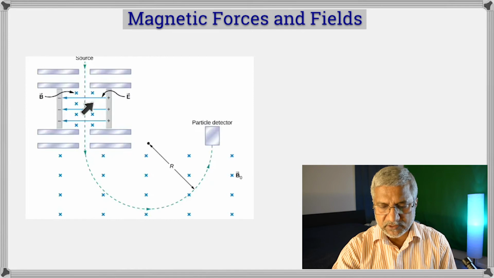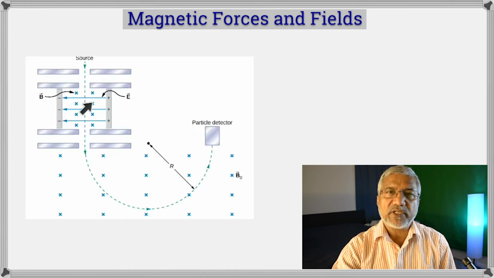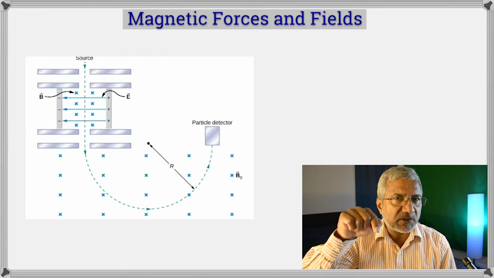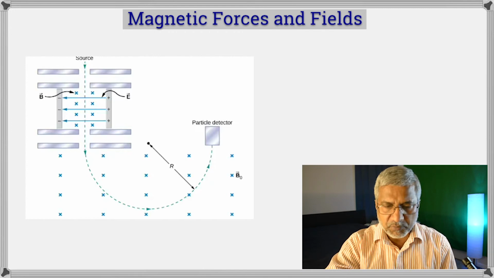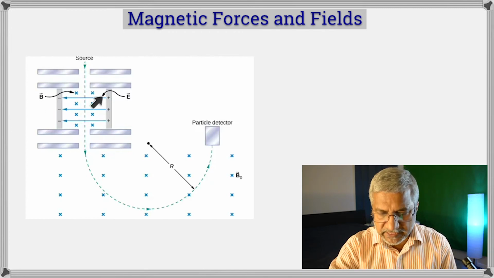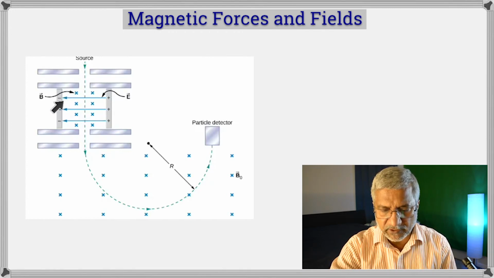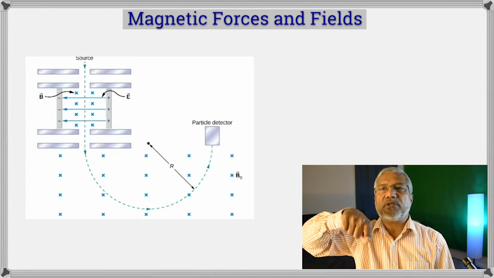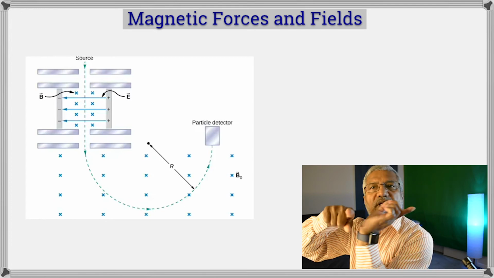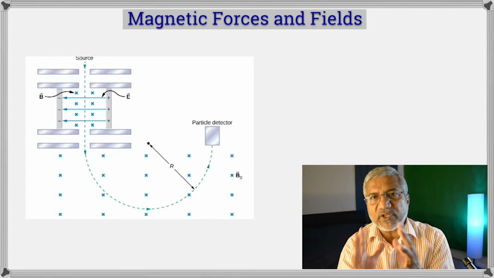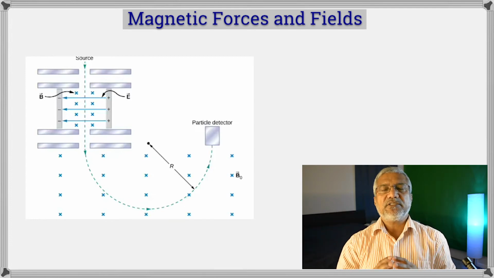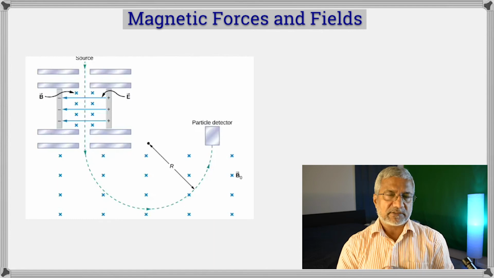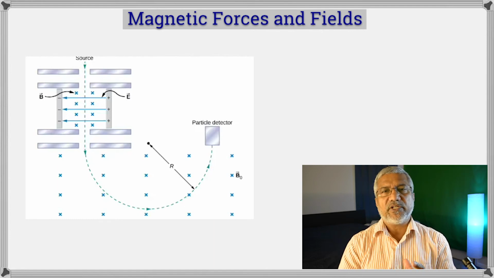So the crosses represent a magnetic field that is perpendicular to the screen and into it. But the electric field is in the plane of the screen from right to left. So one is into the screen, the other is from right to left. So the two fields are perpendicular. Actually, these are called crossed fields. So the electric and magnetic fields are perpendicular.